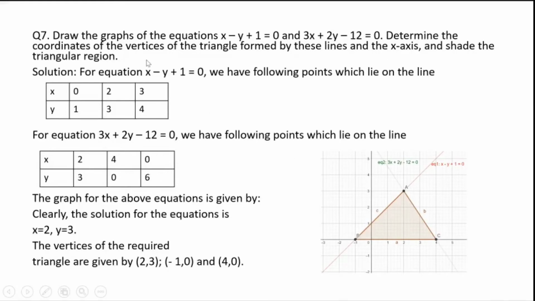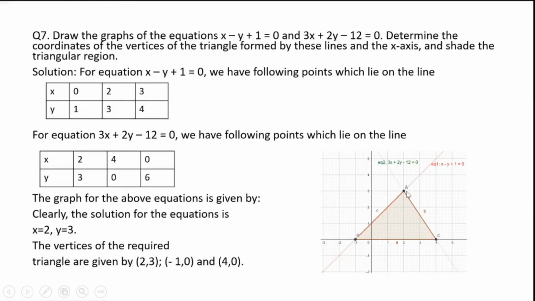I need to determine the coordinates of the vertices of the triangle formed by these lines and the x-axis. So these were the two lines that I had drawn. The first line is x minus y plus 1 equal to 0. This is 3x plus 2y minus 12 equal to 0. They both are intersecting at point A. If I want to find out the vertices of the triangle formed by these two lines and the x-axis, it's going to be these two lines and this line. So the triangle ABC will be the required triangle.